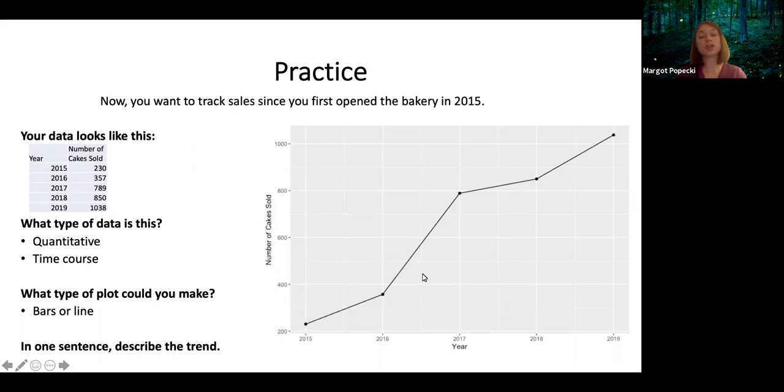So in one sentence, describe this trend. Well, I see a pretty steady increase in the number of cakes sold over the years.